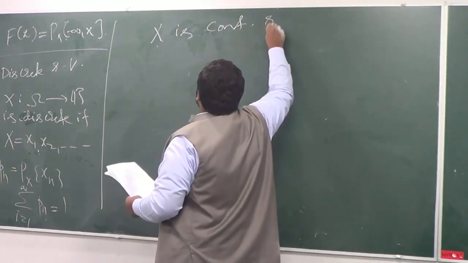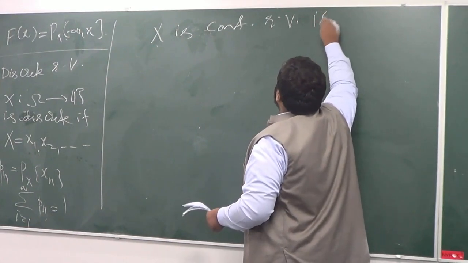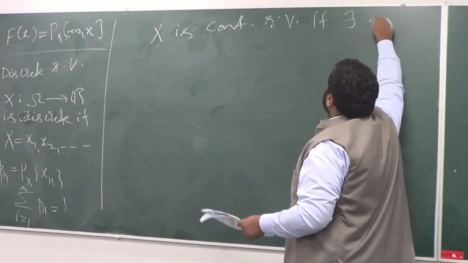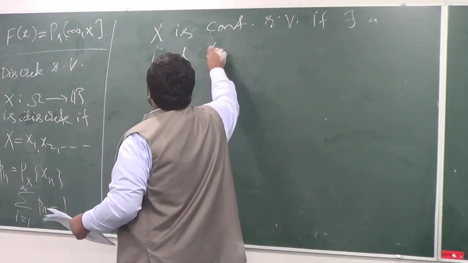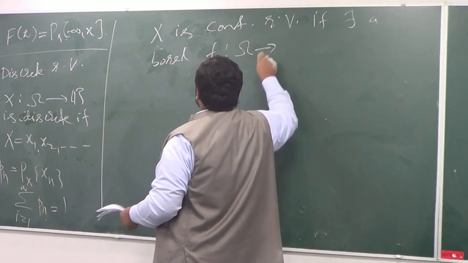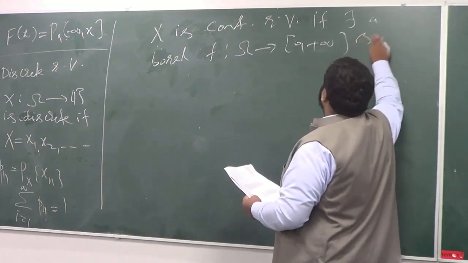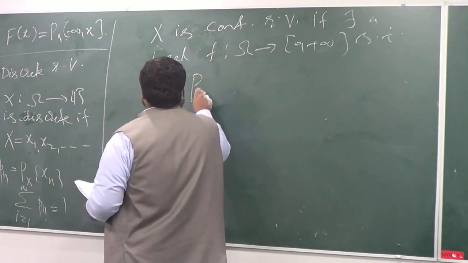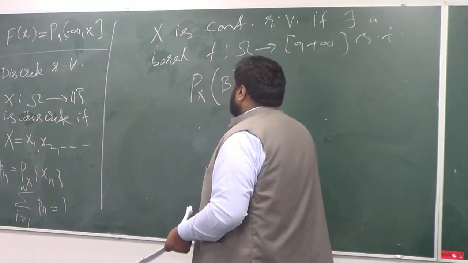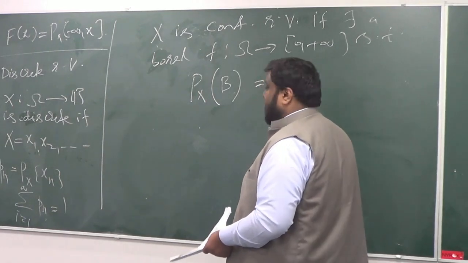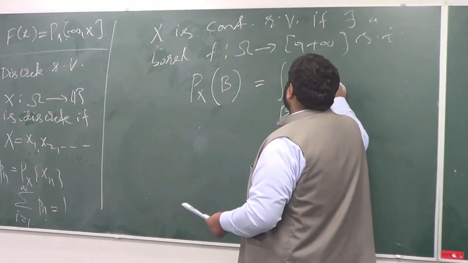So x is a continuous random variable if there exists a Borel measurable map f from omega into the reals, such that the probability induced by this random variable, operated on B, can be computed as the integral of f, integrating over the Borel measurable set B with respect to Lebesgue measure.